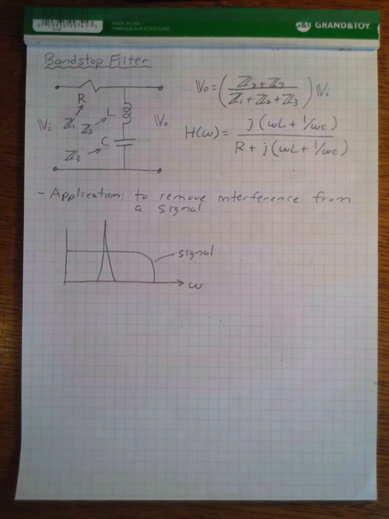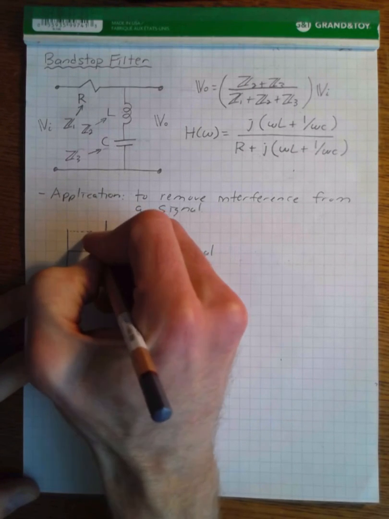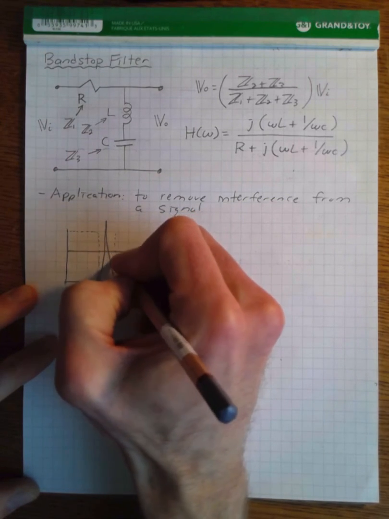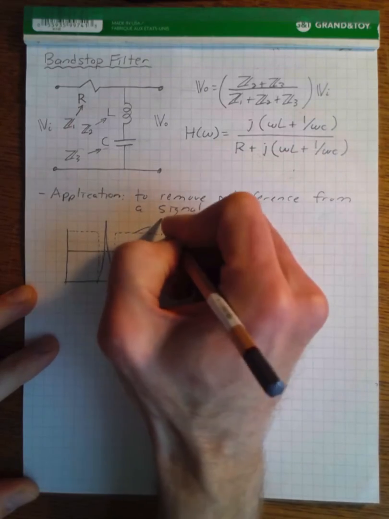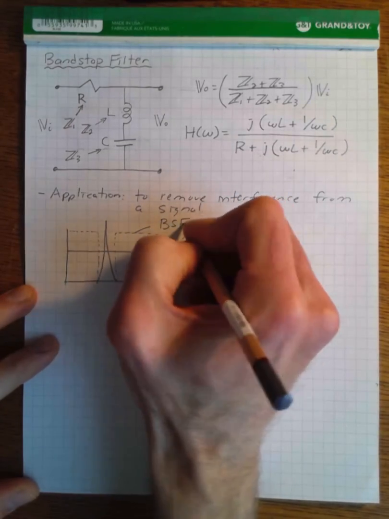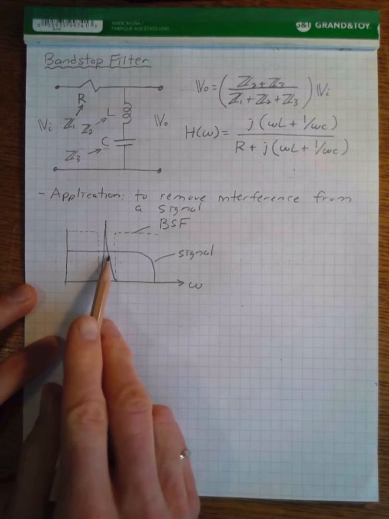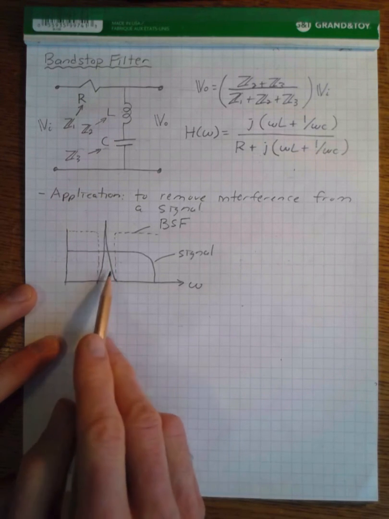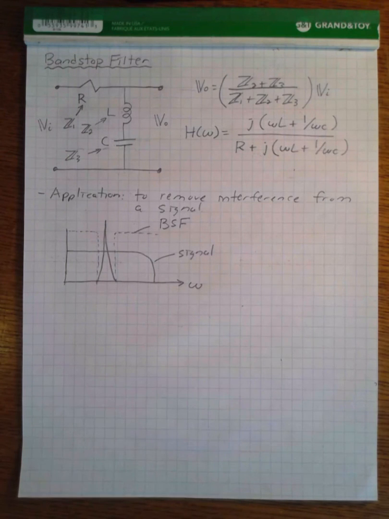And one of the ways you could get rid of that is to introduce a band stop filter with a response like that. It would basically notch out the interfering signal. Now, we'll also potentially notch out your desired signal as well, so you might have to be careful with the design, but that's something that is a typical application of a band stop.